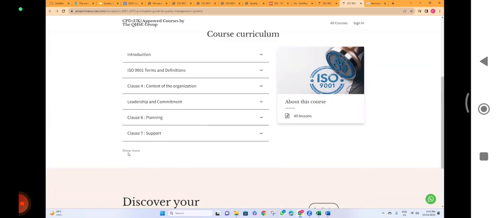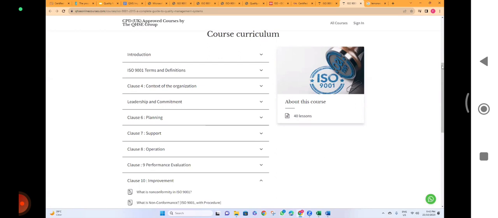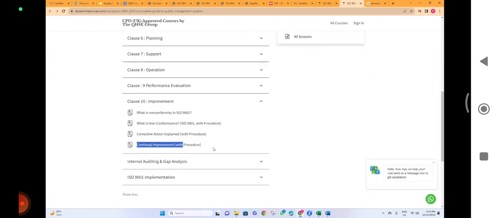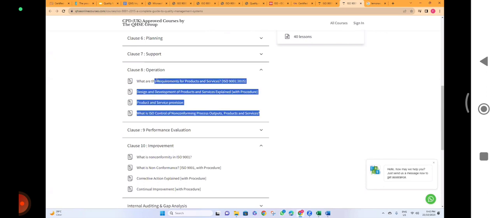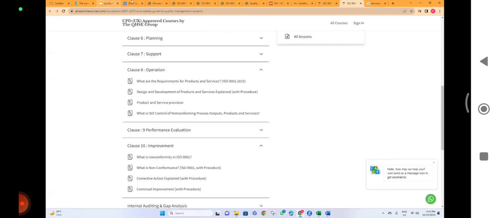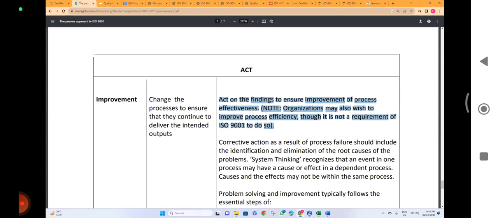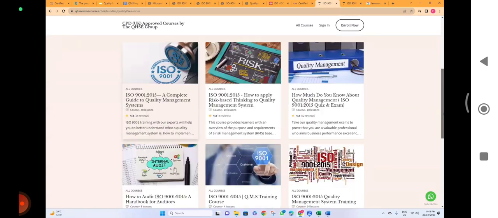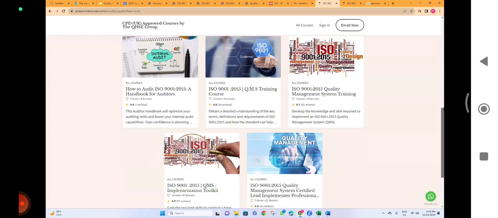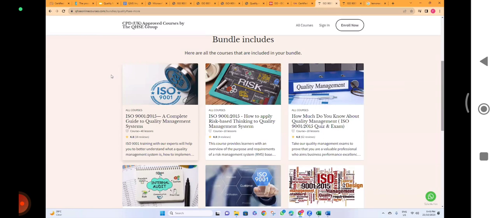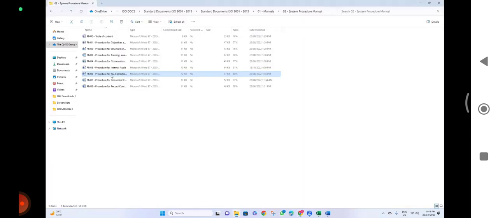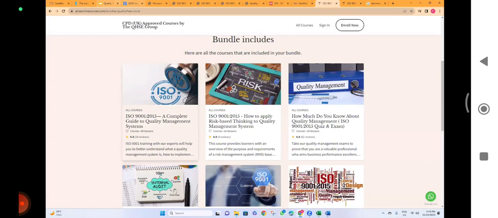When you open this module here, there are examples. You go to number 10, and then they are going to give you the examples. Continual improvement with procedure, corrective action explained, what is a non-conformity, etc. So this is basically a guidance to explain to you in case you just don't understand what exactly is required at each stage in ISO 9001. That is why we have included this course bundle in your package, to make sure that you have everything that you need. And even if you open these procedures, these documents that you're going to get, you're going to see that they're all explained in simple to use details. So this is what you do.